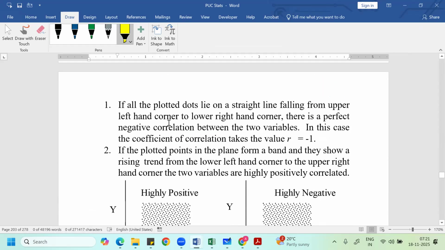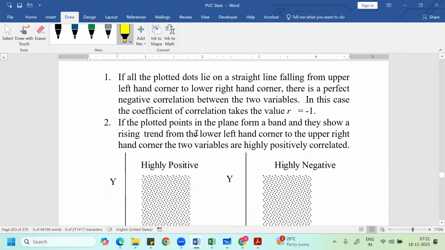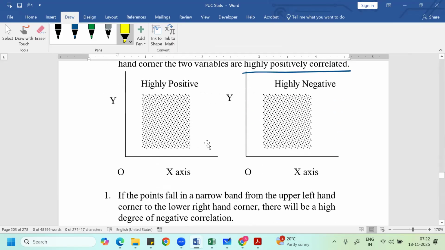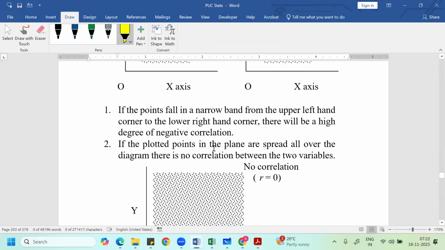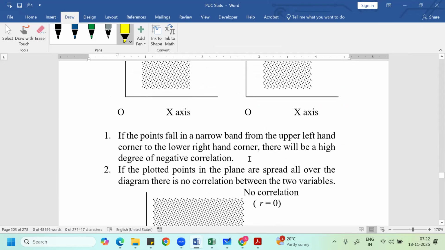Okay, and then you can just pause the video and again read about this theory part, that if the plotted dots lie on a straight line falling from the upper left corner to the lower right corner, there's a perfect negative correlation between the two variables. While if it happens the reverse way, that shows a perfect positive correlation. If the points fall in a narrow band from the upper left-hand corner to the lower right-hand corner, then there's a high degree of negative correlation.